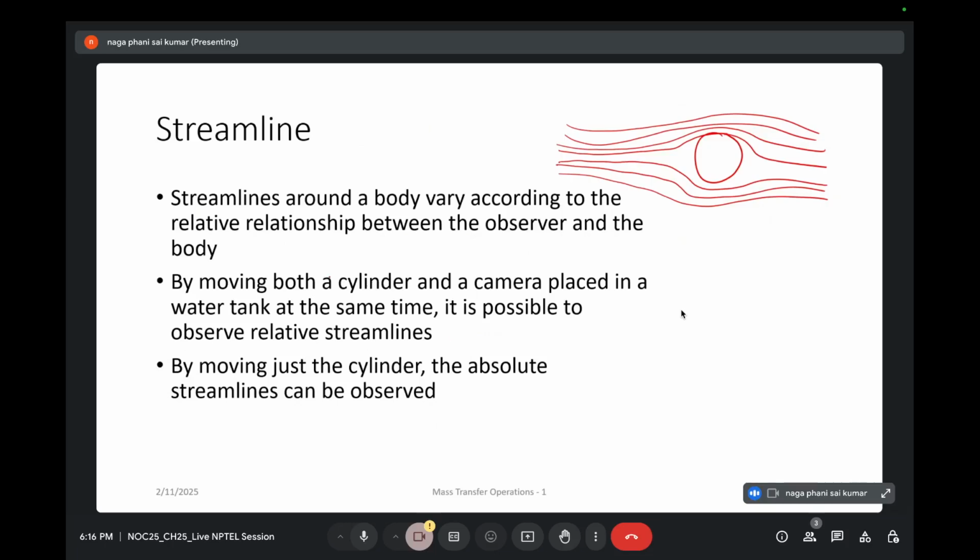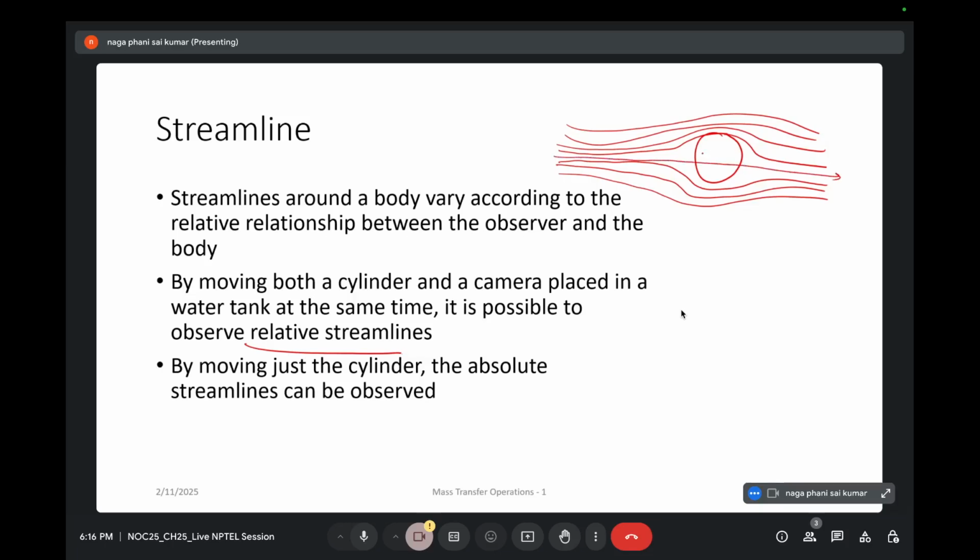Okay. So streamlines around a body vary according to the relative relationship between the observer and the body. So it depends upon the reference frame. By moving both the cylinder and the camera placed in the water tank at the same time, it is possible to observe relative streamlines. If the camera is stationary, then you'll be observing with respect to a stationary observer. But if you also move the camera or point of view, then you'll be able to observe the relative streamlines.